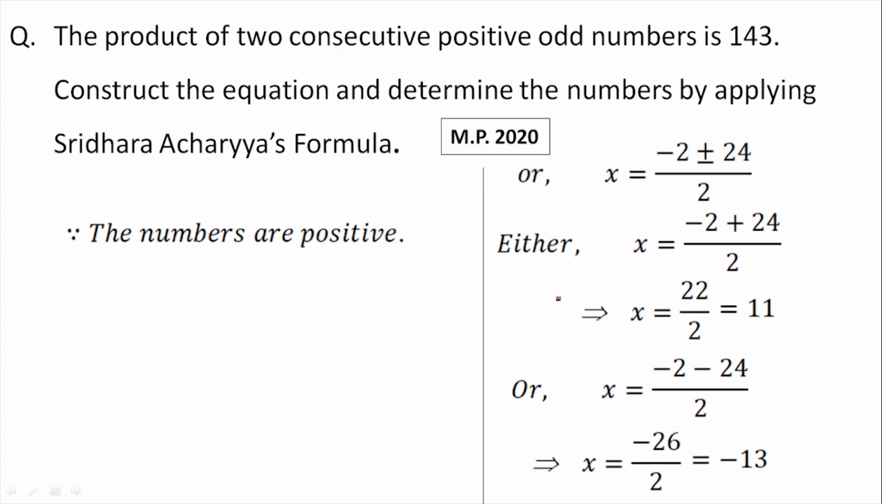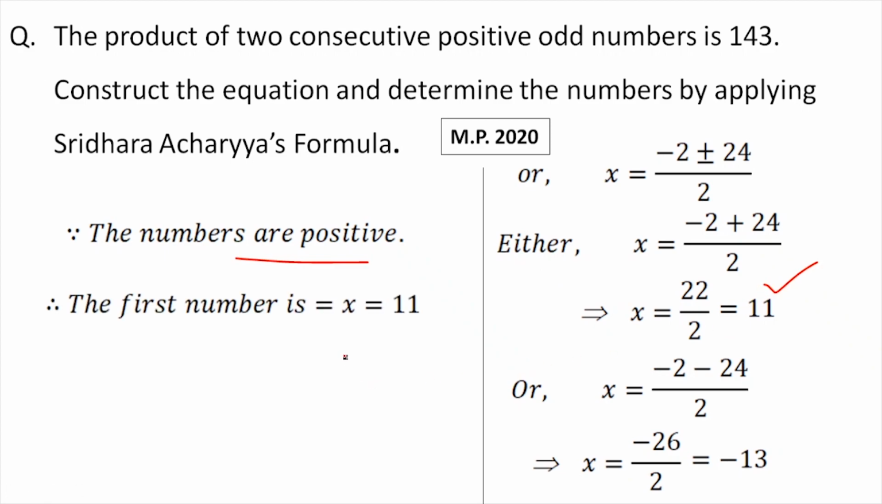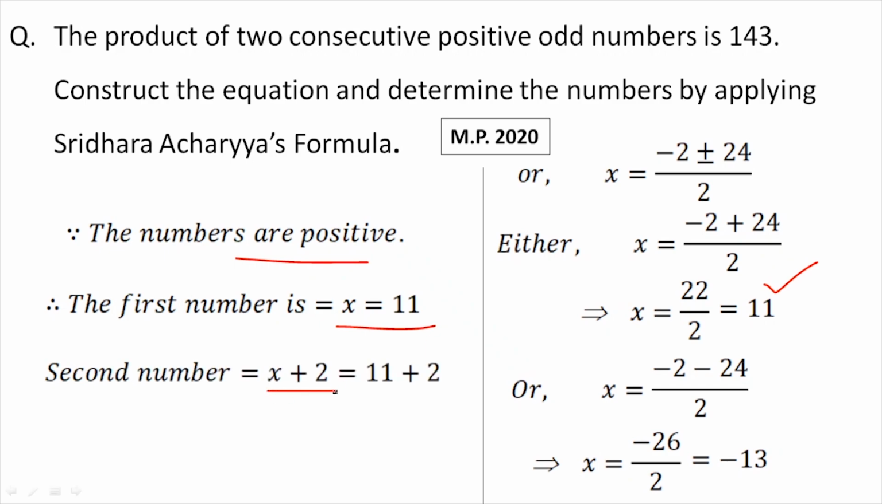Since the numbers are positive, both the numbers should be positive, so the value of x will be taken as 11. So the first number is x, that is 11. And what is the second number? It is x plus 2, that means 11 plus 2, that will give us 13. So what are the two numbers? The two numbers are 11 and 13. These are both odd numbers which are consecutive numbers and whose multiplication will give us 143.